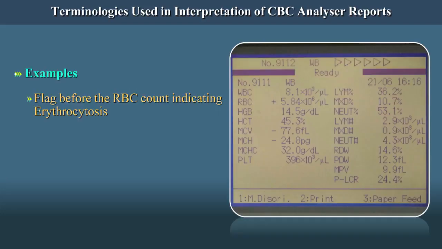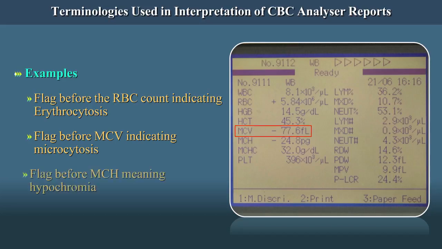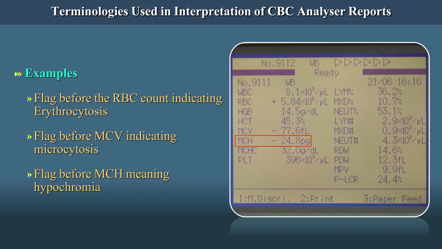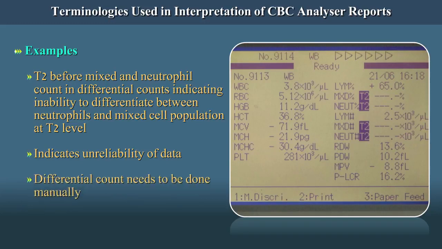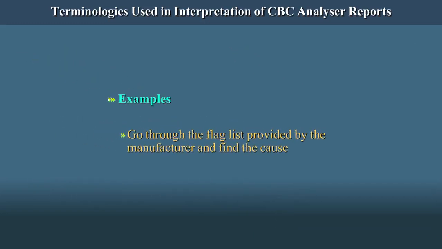1. Plus flag before the RBC count indicating erythrocytosis or increased RBC count. Minus flag before MCV indicating microcytosis and minus flag before MCH meaning hypochromia. 2. T2 before mixed and neutrophil count in differential counts indicating inability to differentiate between neutrophils and mixed cell population at T2 level. This indicates unreliability of the data. The differential count needs to be done manually in such cases. Go through the flag list provided by the manufacturer and find the cause.